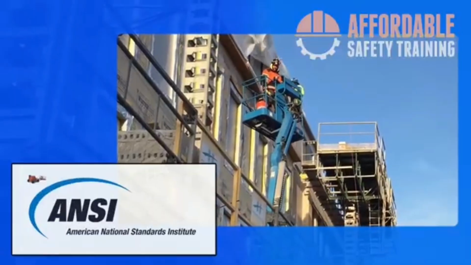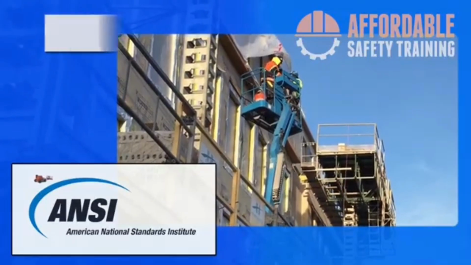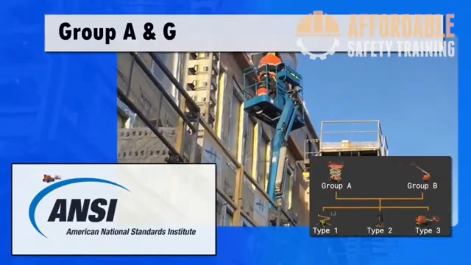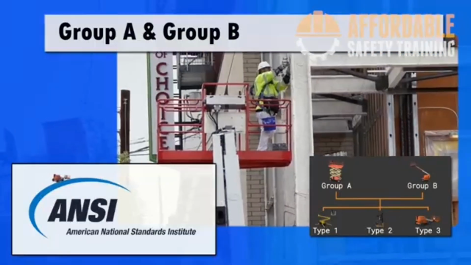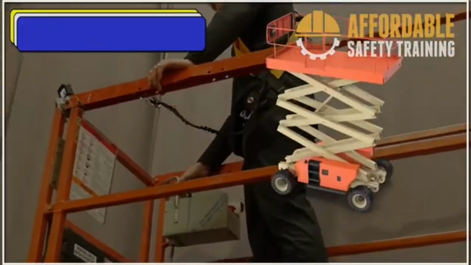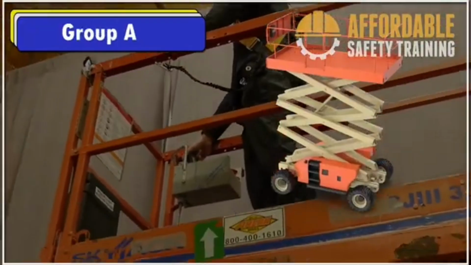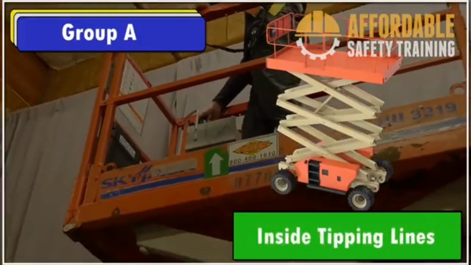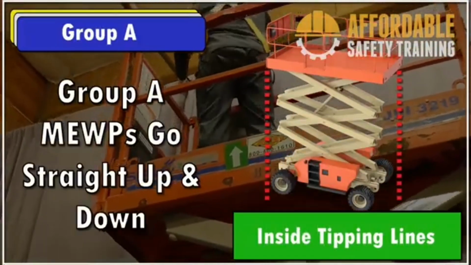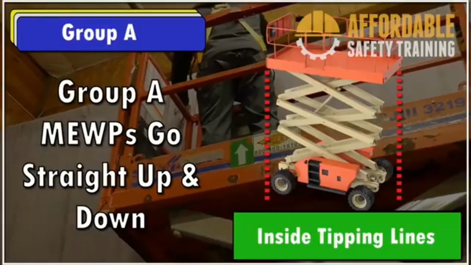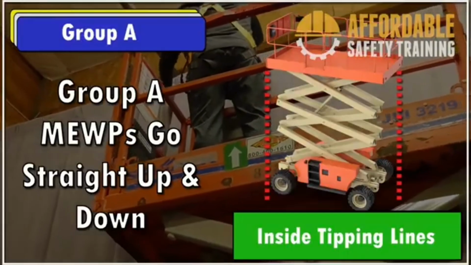The American National Standards Institute classifies aerial lifts, or mobile elevated work platforms, into two groups. Group A consists of mobile work platforms that move vertically, but stay within the tipping lines of the machine. Scissor lifts are an example of Group A mobile work platforms.